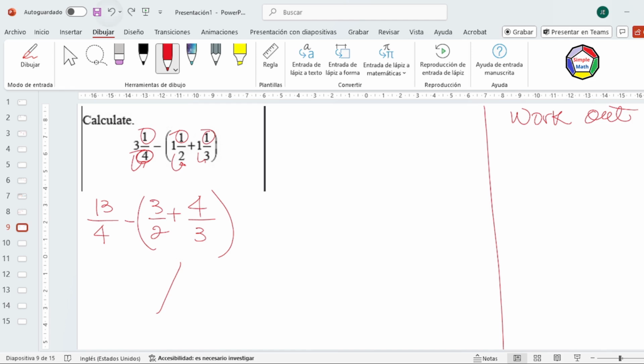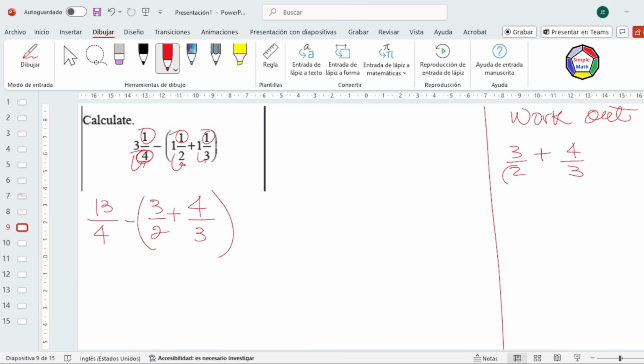According to PEMDAS, we have to solve the parentheses first. Remember, PEMDAS means parentheses, exponent, multiplication, division from left to right, and finally addition and subtraction from left to right. So let's rewrite that parentheses here: 3 over 2 plus 4 over 3.